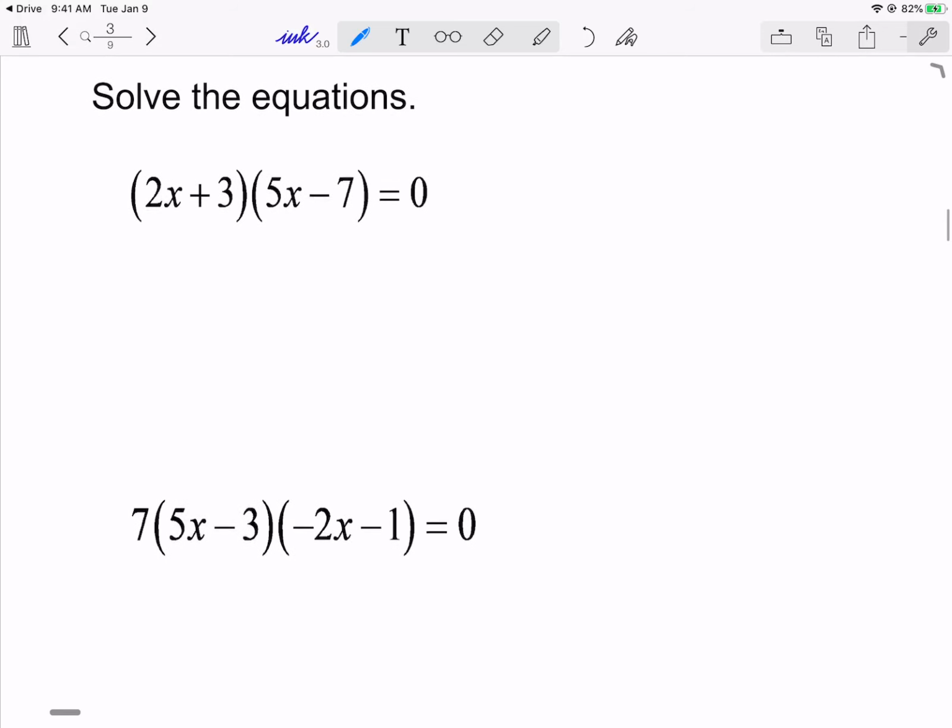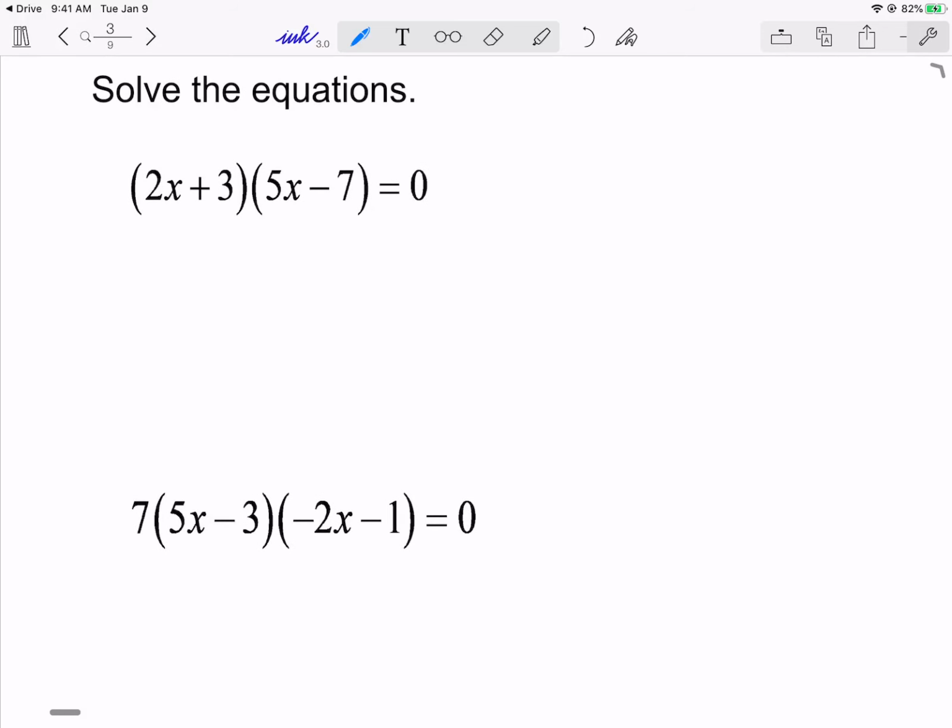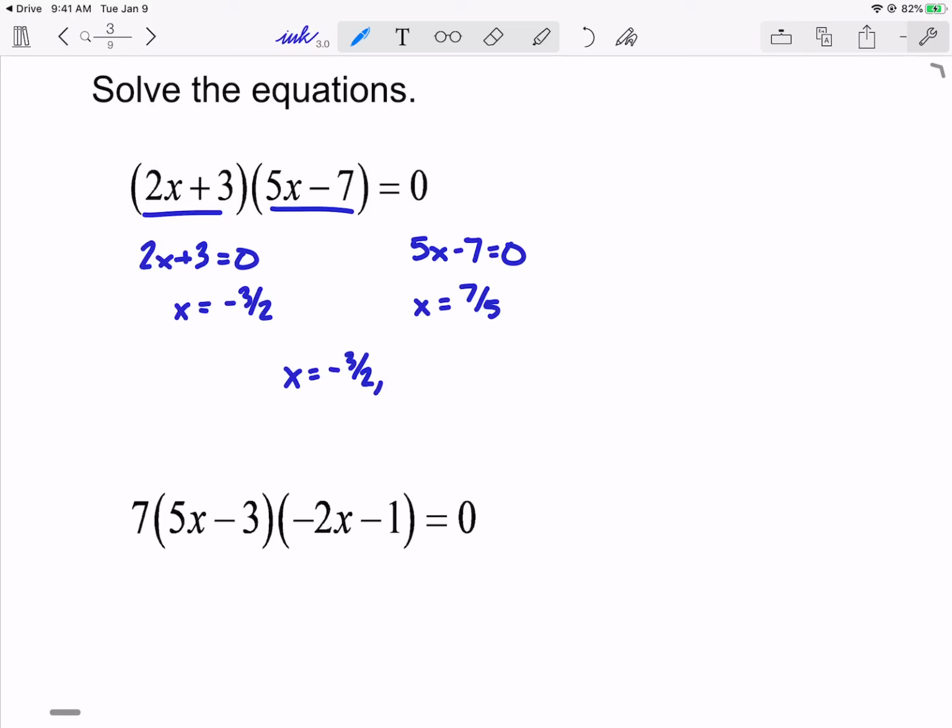Okay, these series of three questions are all very similar. They're already in factored form. All I need to do is set each of the factors equal to 0. So when I set the first one equal to 0, you're going to subtract 3 and then divide by 2. So I should get negative 3 halves. The second equation, 5x minus 7 equals 0. You're going to add 7 and divide by 5. So you should get 7 fifths. So we can write that x equals negative 3 halves or 7 fifths.